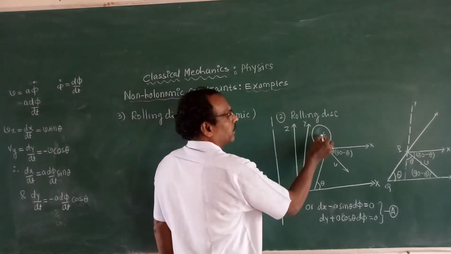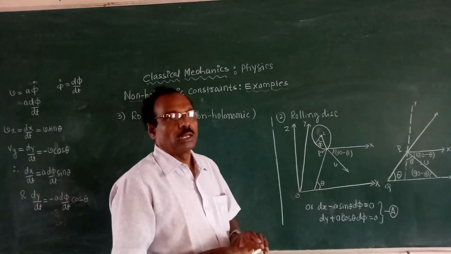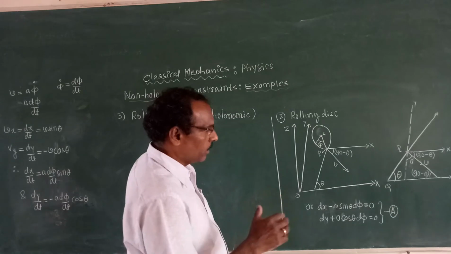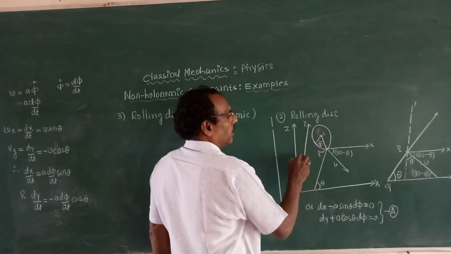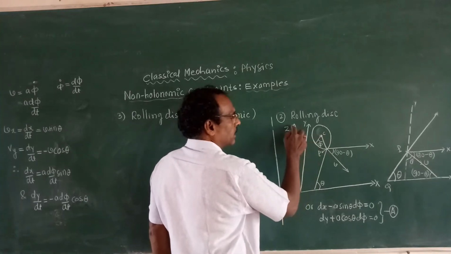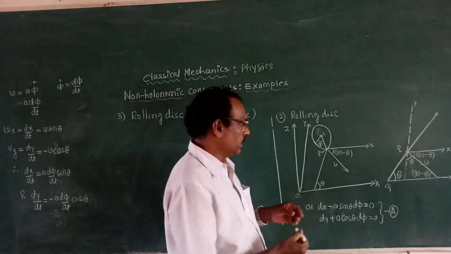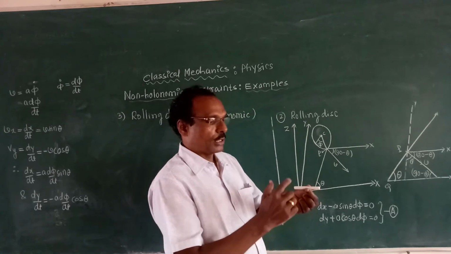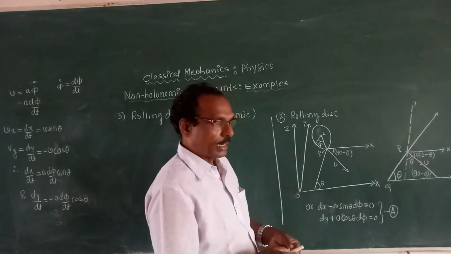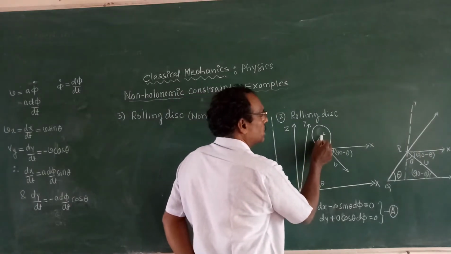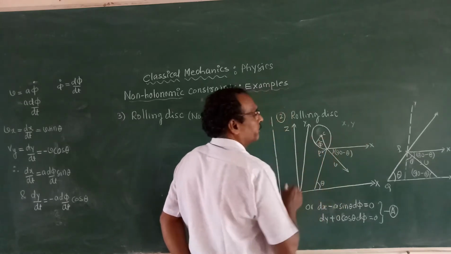The constraint is that this disc should always be vertical. It should roll in a vertical way. So that means the disc should always be vertical, and the axis of the disc is always perpendicular to the z-axis here. So this is the axis about which the disc is rolling, and it is perpendicular to the z-axis. We have fixed x and y coordinates at the center of the disc.